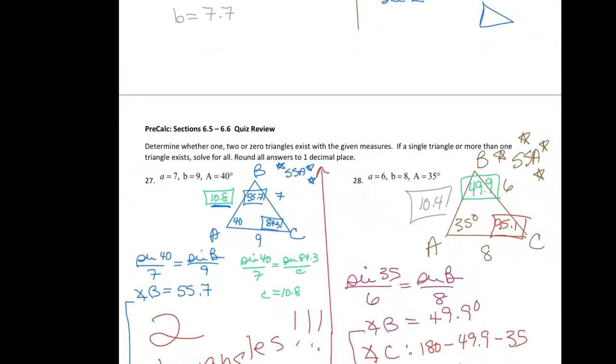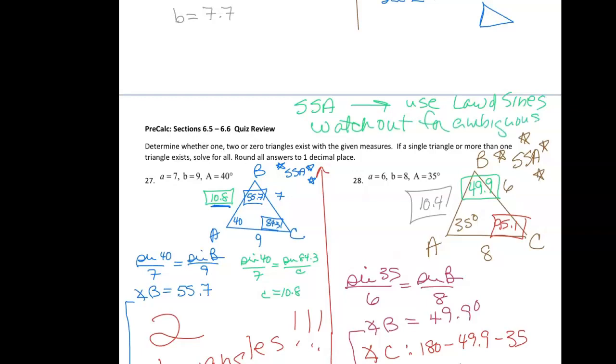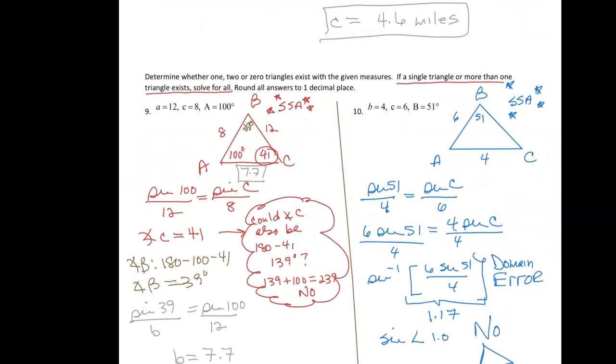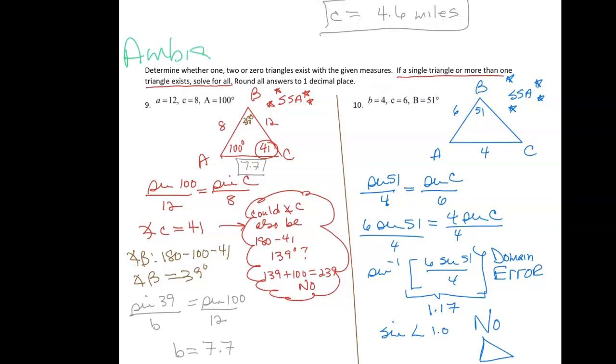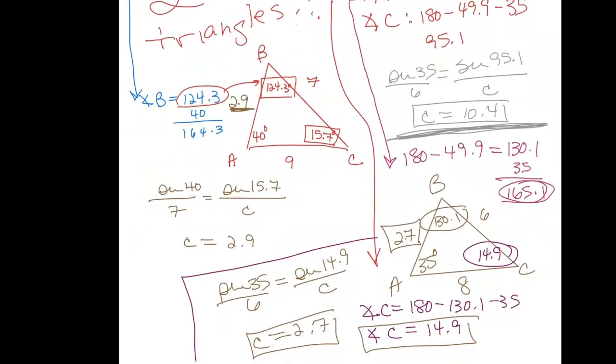How did that happen? It happened because I was given side-side-angle. That tells me use law of sines, but watch out, ambiguous case. Okay, what does that mean? I could have 0, 1, or 2 triangles possible. So these last 4 problems were the only ones that dealt with the ambiguous case because I was given side-side-angle. Okay, only those 4 gave me side-side-angle, so only in those 4 do I have to investigate the supplement to the first angle that I found using law of sines.